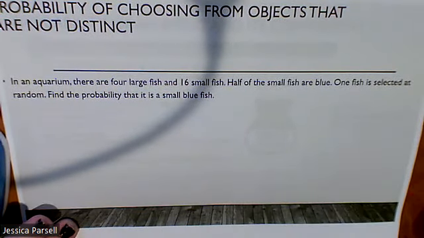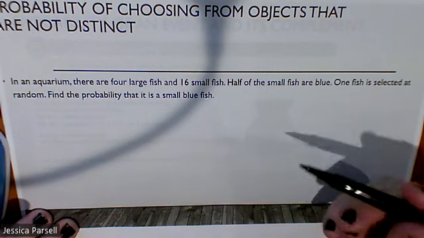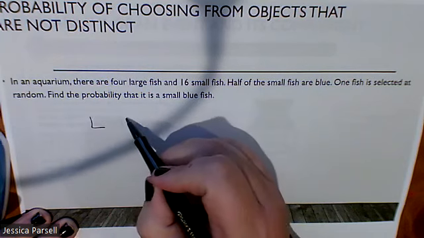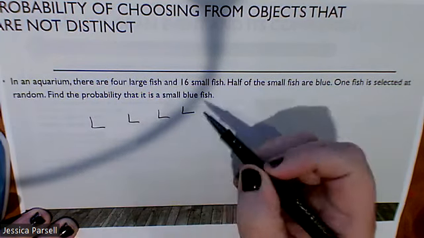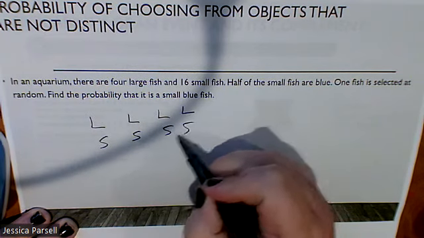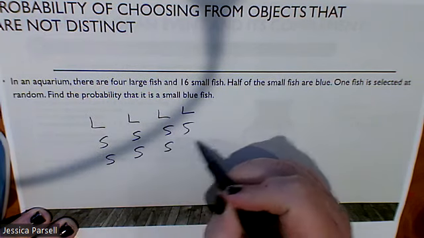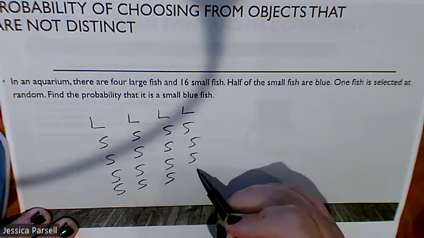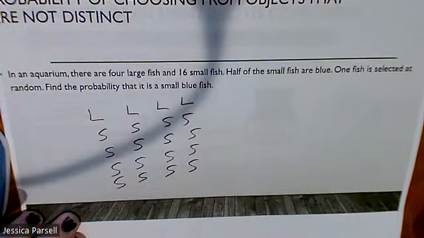Okay, so I'm a visual learner. I think I've mentioned that in these videos. So I need to write this out. So I have 4 large fish. So I'm going to write them out here with representation. I have 16 small fish. So bear with me. I'm going to write out all my small fish. And for those of you visual learners, hopefully this is going to help you.